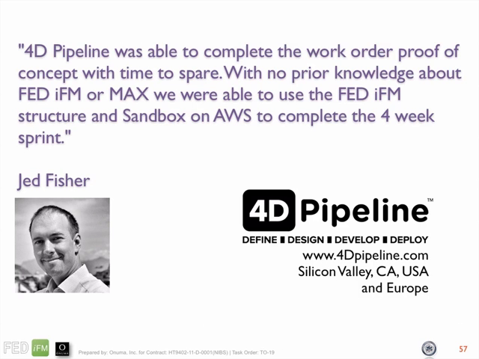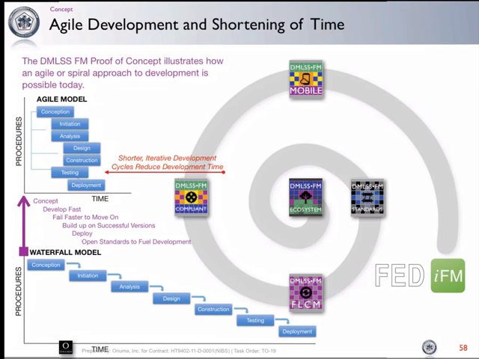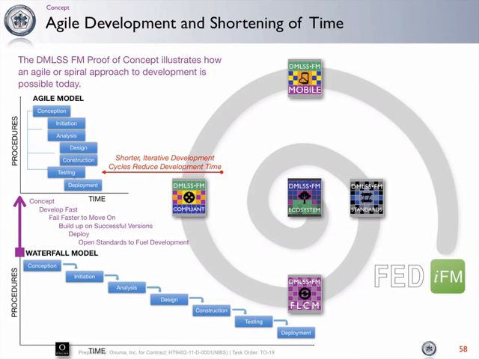So this is the 4D pipeline team that was able to complete the work order proof of concept, with time to spare, no prior knowledge, able to use the FEDiFM structure and sandbox. It was clear enough for them to complete the 4 week sprint. So this is the difference between Agile and Waterfall. I'm not going to go into that. I think all of you know about this, but we are definitely in an Agile mode of rapidly building stuff, throwing things away that don't work, even being able to declare that we're not ready for Max, which we did in June, which creates a very nice dynamic to say, let's make this work.